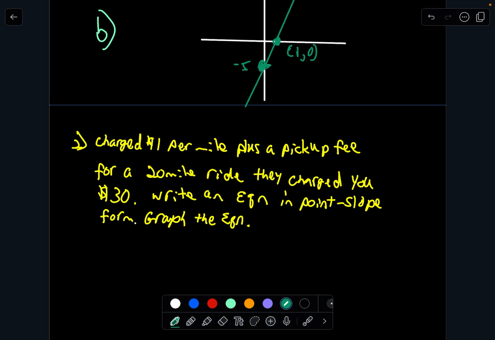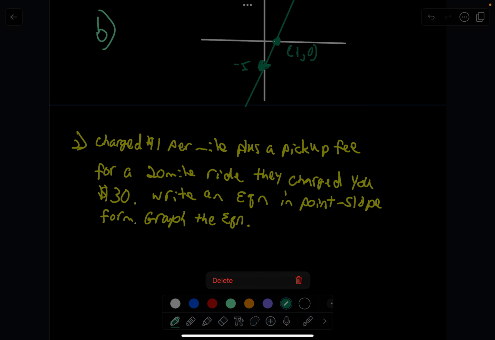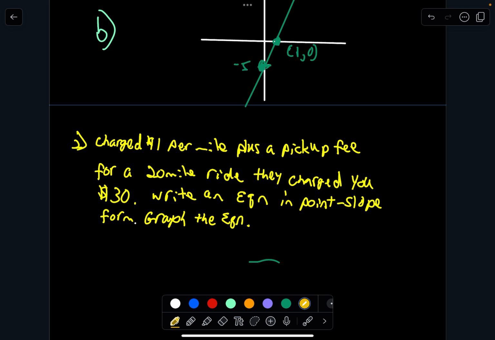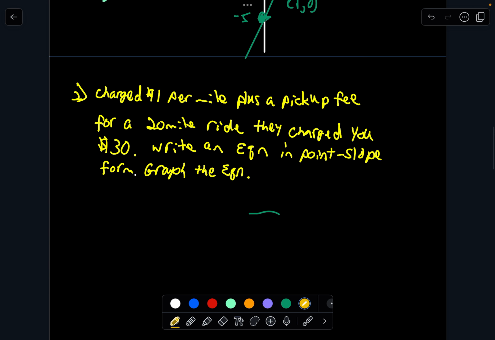Let me kill that. Add yellow. All right. It says a cab charge or Uber charges $1 per mile plus a pickup fee. For a 20-mile ride, they charged you $30. Write an equation in, and here's the form, point slope form, and then graph the equation, all right?